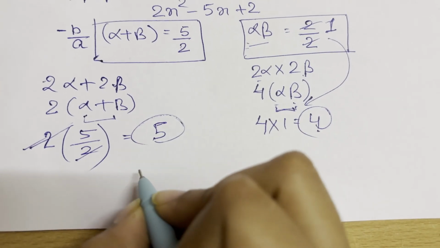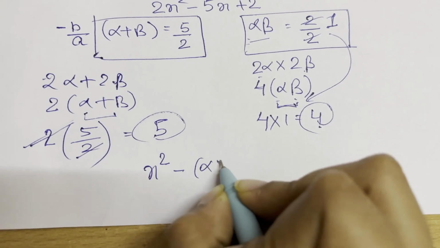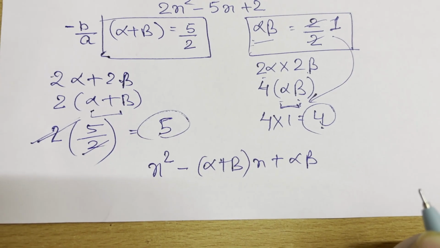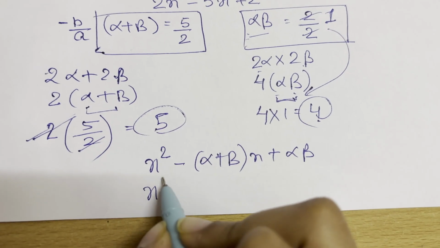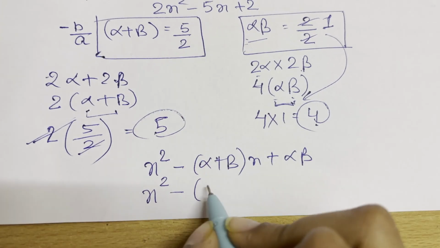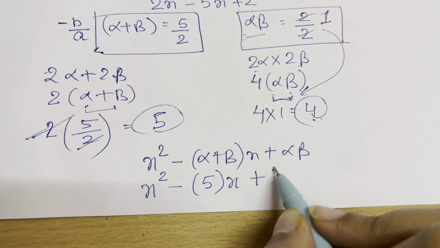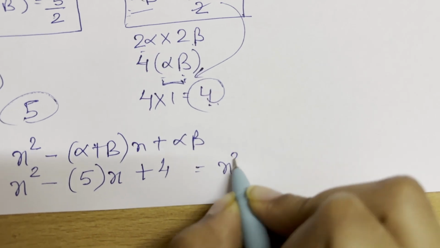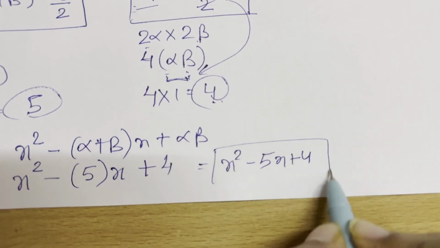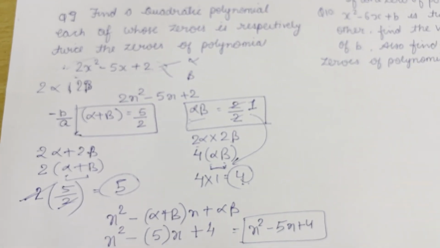So now we need this formula, that is x square minus alpha plus beta x plus alpha beta, and from this we can easily find the quadratic equation. So we'll substitute the values as they are: x square minus the value of alpha plus beta, which is 5, so minus 5x, plus the value of alpha beta, which is 4. So what we got is x square minus 5x plus 4. That is our new quadratic equation that we were asked to find in this question.